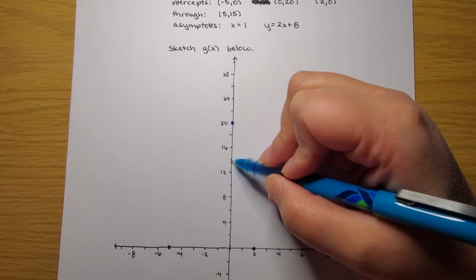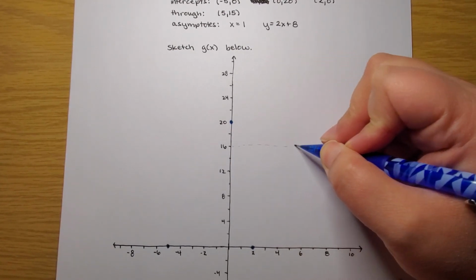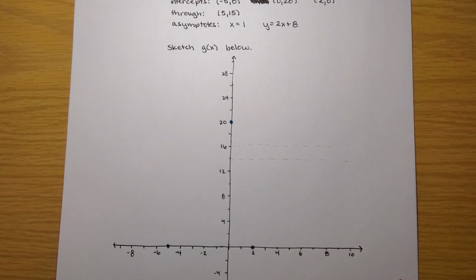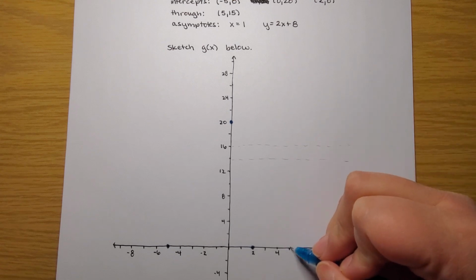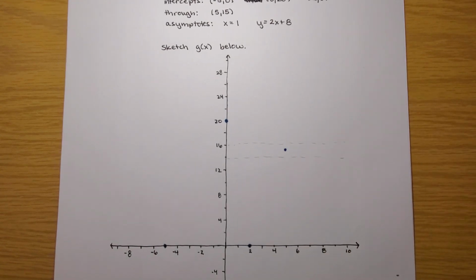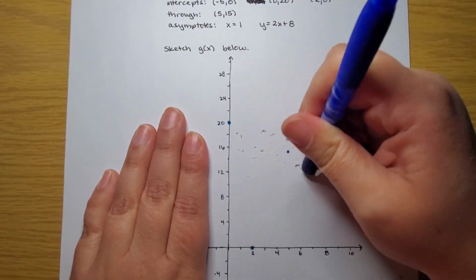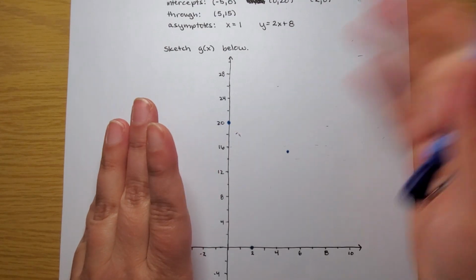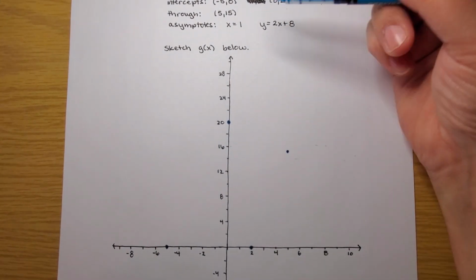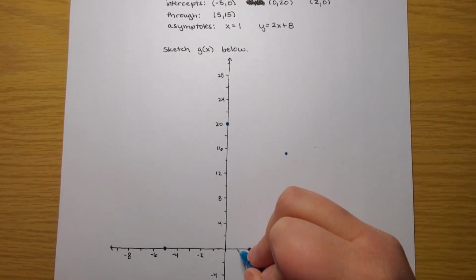Okay, so if that's 12, that's 14. So here's 16. Here's 14. So 15 will be in between. So (5, 15). Okay. Again, if I was doing this on graph paper, it would be a lot easier than freehanding it. But, you know, we're doing our best here. Okay. So those are our 4 points. We also have a vertical asymptote, x equals 1. So we can sketch that out.